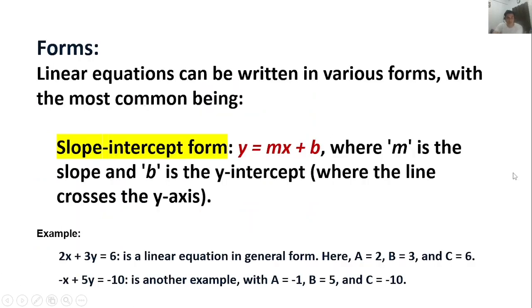We have forms of linear equation. Linear equations can be written in various forms, with the most common being the slope-intercept form, y equals mx plus b, where m is the slope and b is the y-intercept, where the line crosses the y-axis. Example, 2x plus 3y equals 6 is a linear equation in general form. Here, a equals 2, b equals 3, and c is equal to 6. Let's say you have negative x plus 5y equals negative 10 is another example with a equals negative 1, b equals 5, and c equals negative 10.